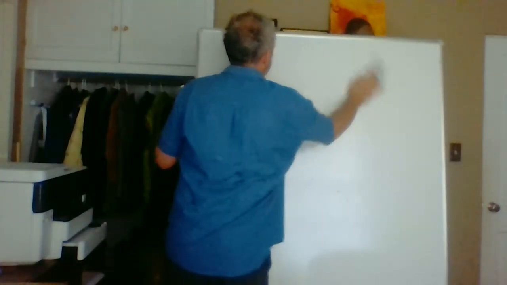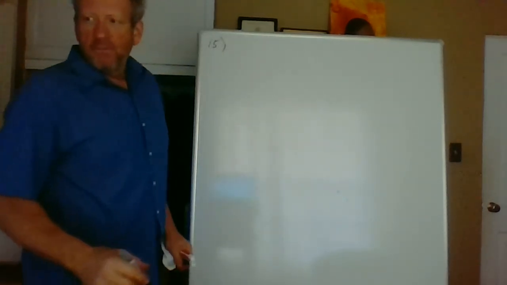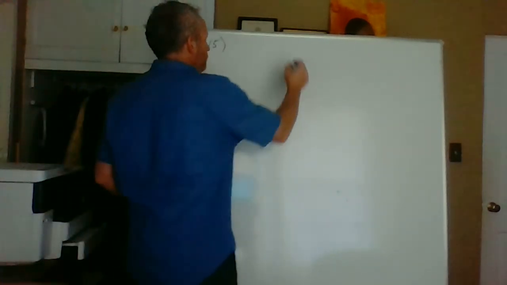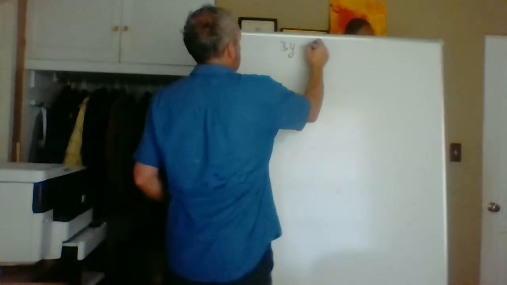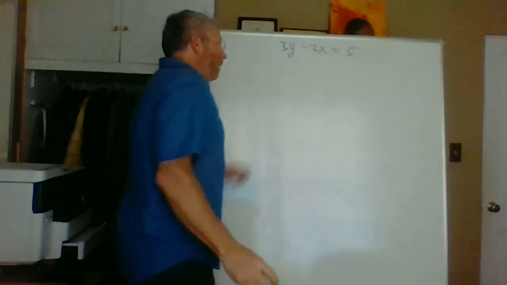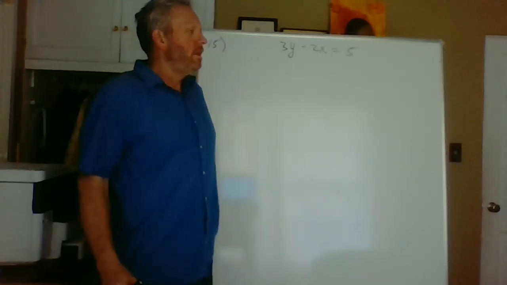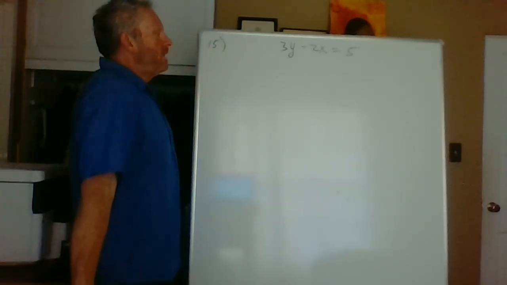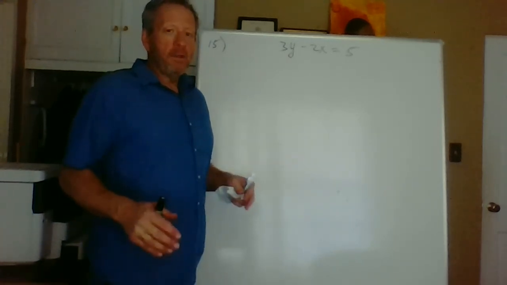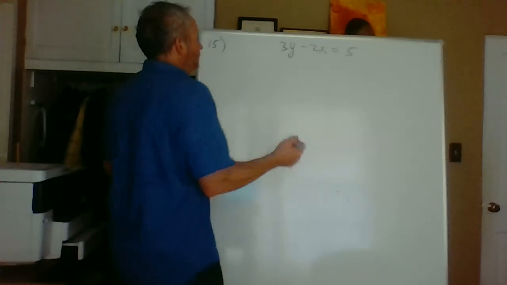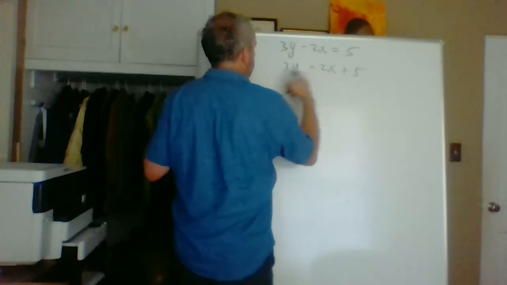Now 15. 3y minus 2x equals 5. I'm going to do something that I pointed out before that you don't have to do, but I do. I think it's a good thing to do. It's certainly not necessary, but it's maybe not a bad thing to do. Write this in the form of y equals mx plus b. So let's add 2x to both sides and divide both sides by 3.